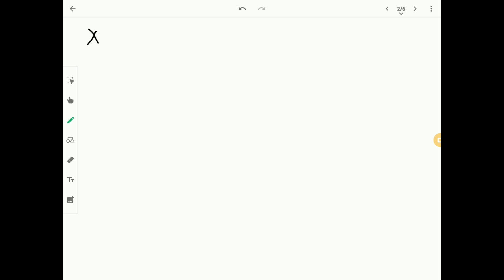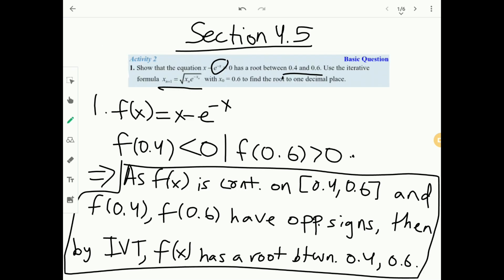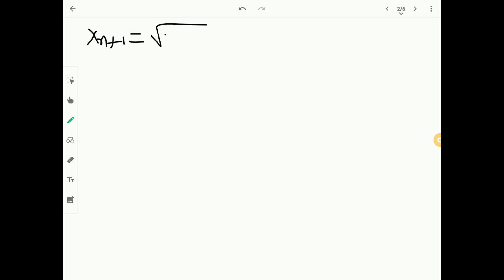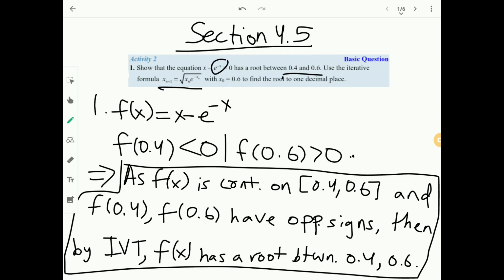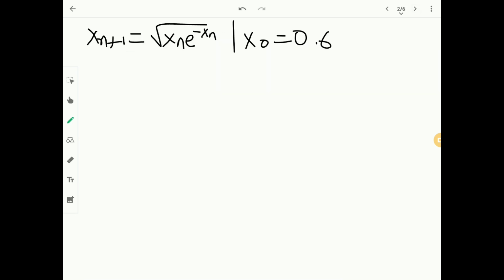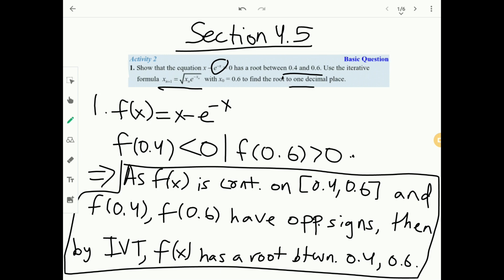We had xn plus 1 equals square root of xn e to the minus xn, and we also had given that x0 is 0.6 and they want the root to one decimal place. Now what we're supposed to do is you're just supposed to keep on substituting the values in this equation, just press equals and recording the values, and the moment you get two answers that round to the same number in one decimal place, that's your root.